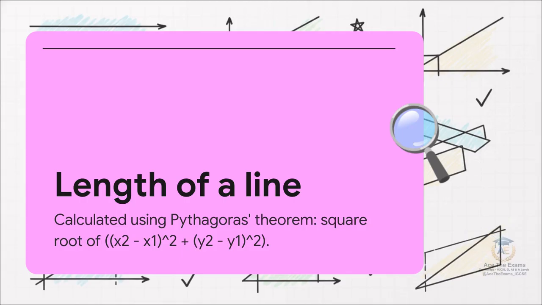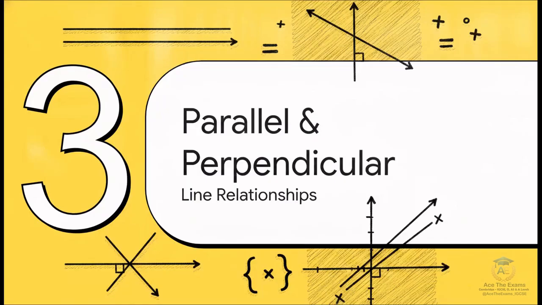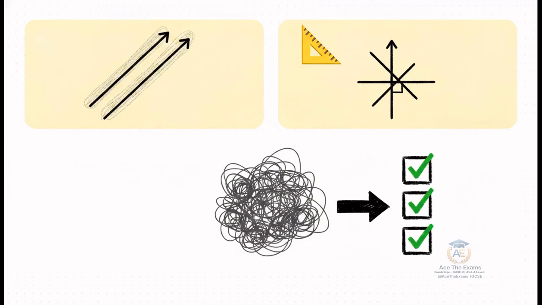Whenever you see the word distance in a coordinate geometry question, your brain should immediately flash a picture of a right-angled triangle. Section 3. Things get a lot more interesting when multiple lines enter the scene. Let's break down parallel and perpendicular relationships. A crucial skill in your Cambridge toolkit is understanding exactly what happens when two different straight lines interact. The rules are simple but incredibly powerful.